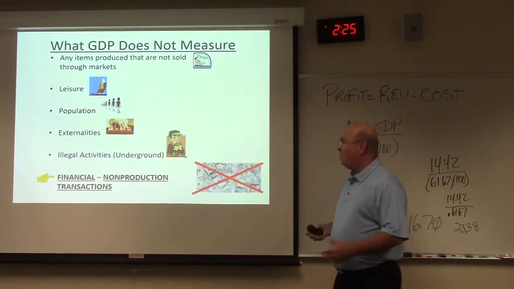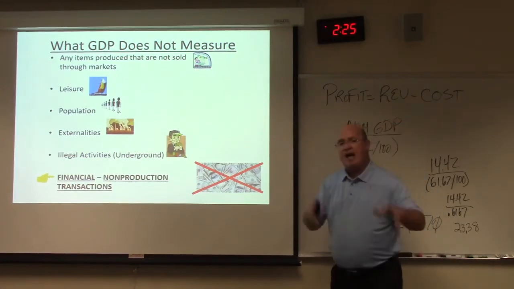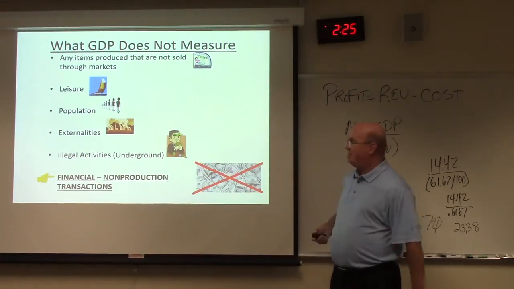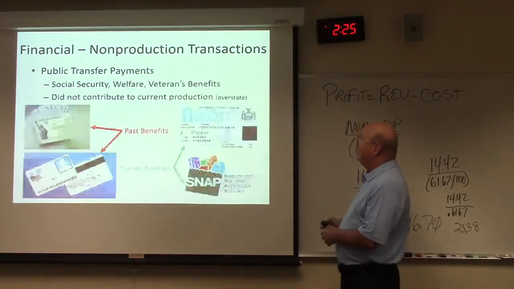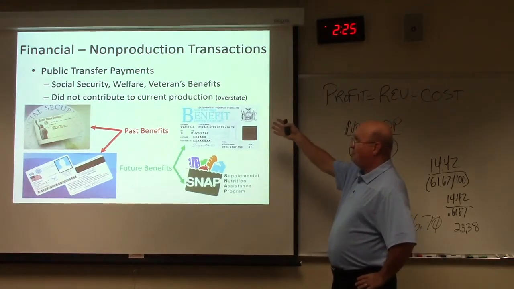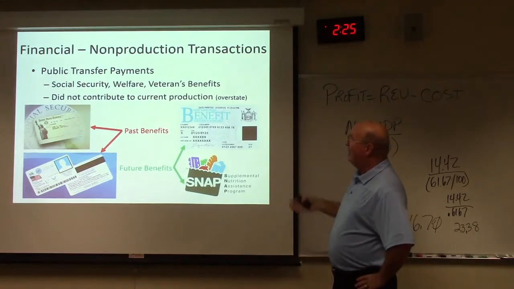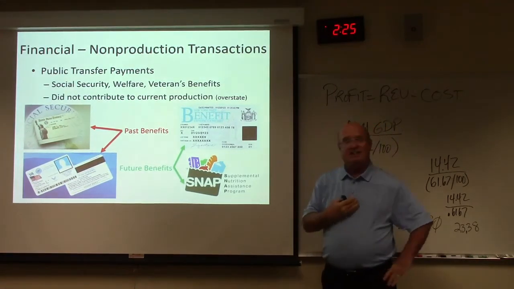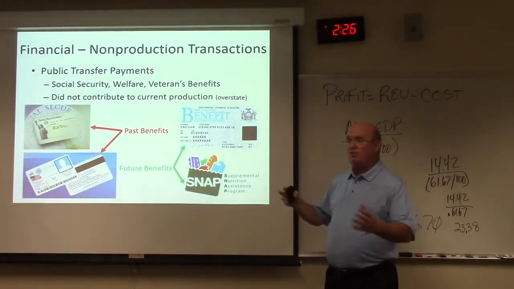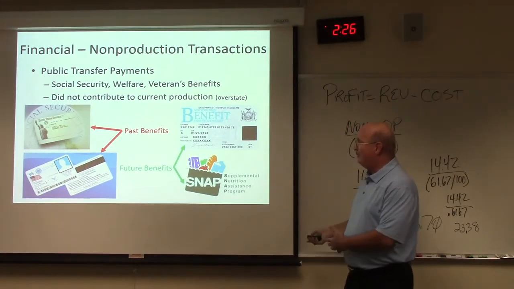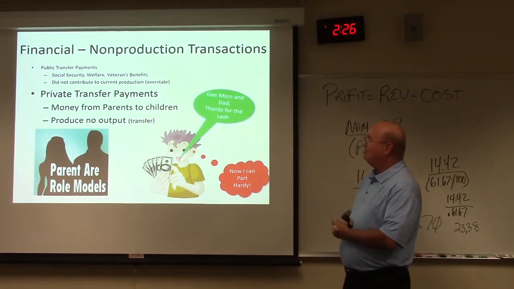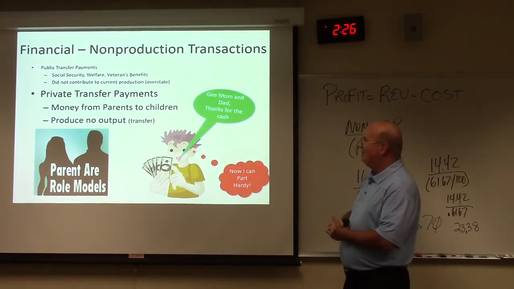All right, we also don't count financial non-production transactions. Now this is one of the last confusing things in this chapter. Because, okay, non-production transactions, public transfer payments. We don't count Social Security, welfare, and that kind of stuff because it's not for current production, remember? These are transfer payments, future or past production, so we don't count them. We also don't go ahead and count private transfer payments.